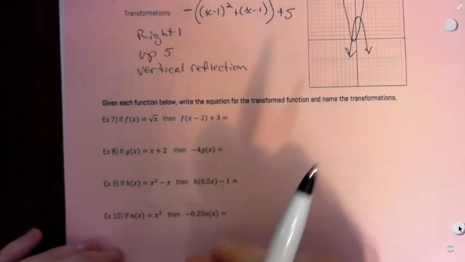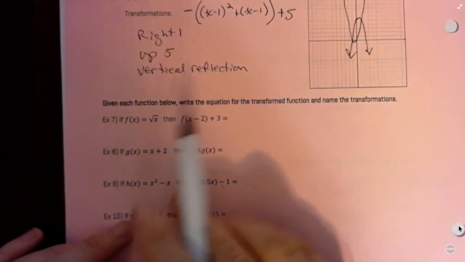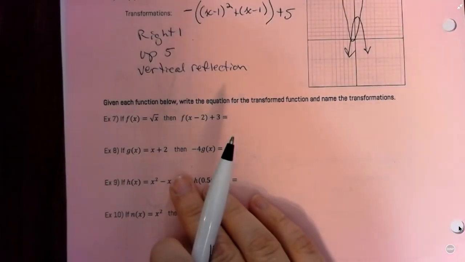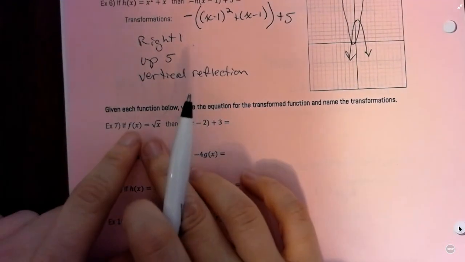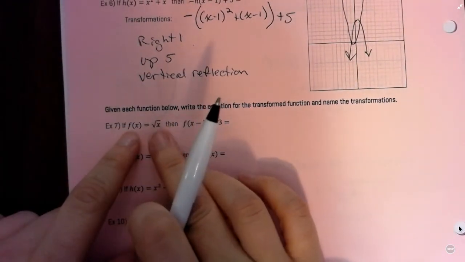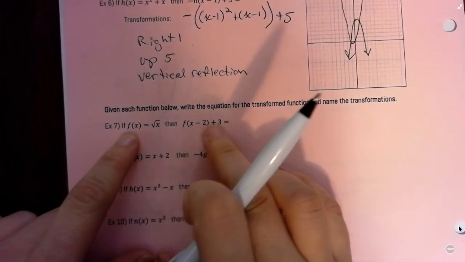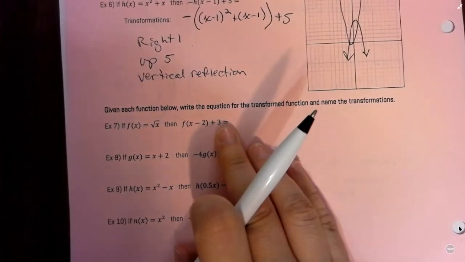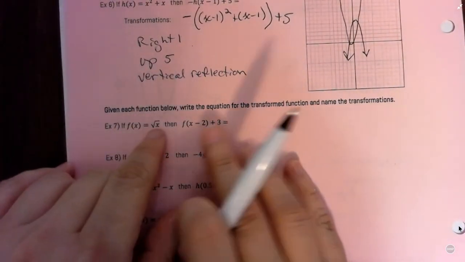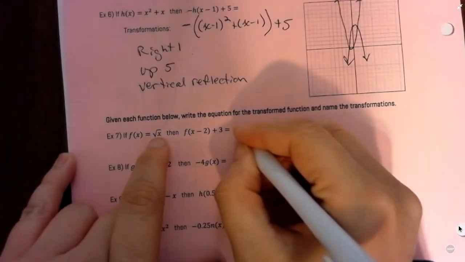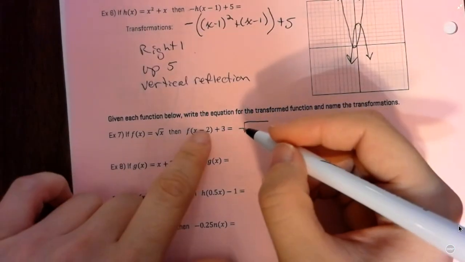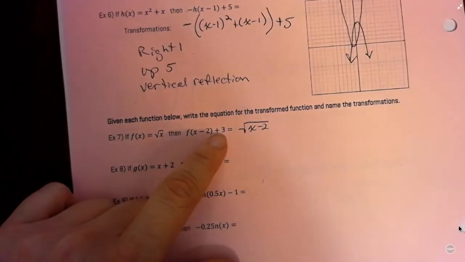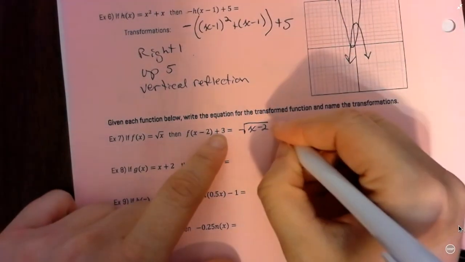Number 7, as 7 through 10, actually, you're doing the same thing, you just don't have to draw it anymore, but I still recommend looking at the graph if you feel like you're confused at any time about what's going on. So number 7, if f of x equals the square root of x, then f of x minus 2 plus 3 equals what? So what you're going to do first is replace x with x minus 2. So instead of being square root of x, it's going to be square root of x minus 2. And then that plus 3, since that's outside the parentheses, is just going to go at the end. So plus 3.